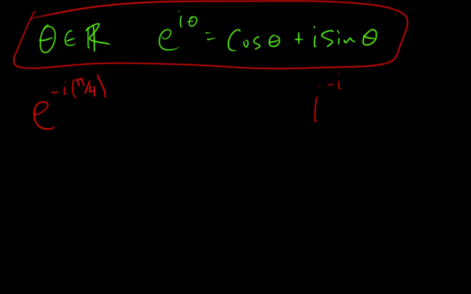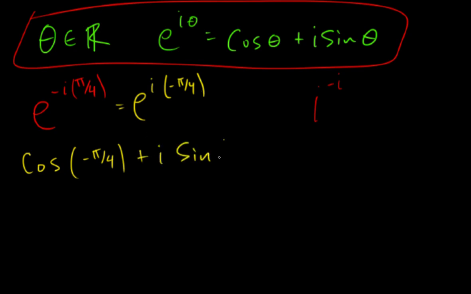Okay, so we'll start with this one, and we're just going to use this relationship. So we're going to say cosine of negative pi fourths, because to write it like this, we could rewrite it as i times negative pi fourths. That's where that's coming from. Plus i sine negative pi fourths.